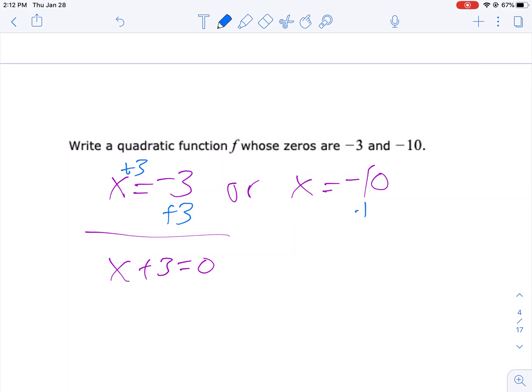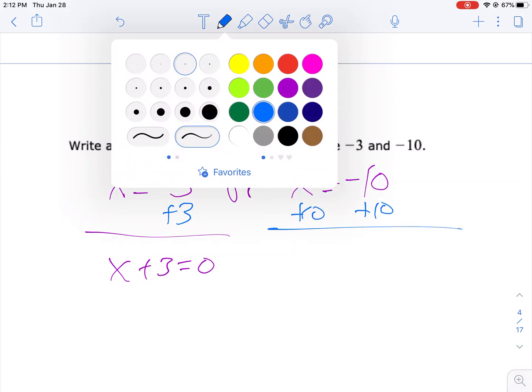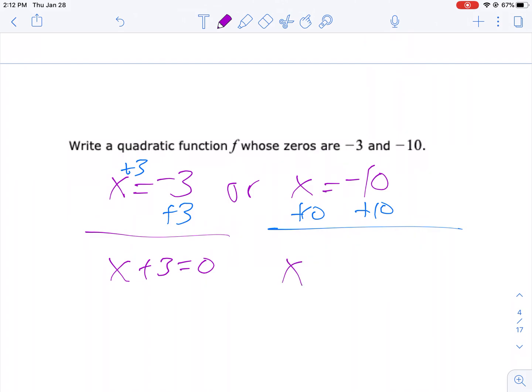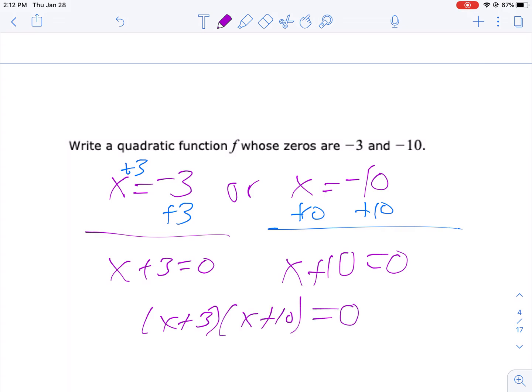Then on this one, we're going to add 10 to both sides. Then we're going to get x plus 10 equals 0. Well, since they both equal 0, I'm going to multiply them together. I'm going to say, oh, x plus 3 times x plus 10. You see, we're just working backwards to get that polynomial.